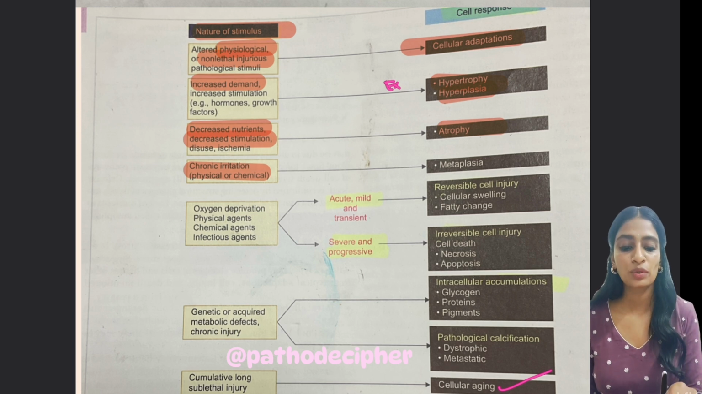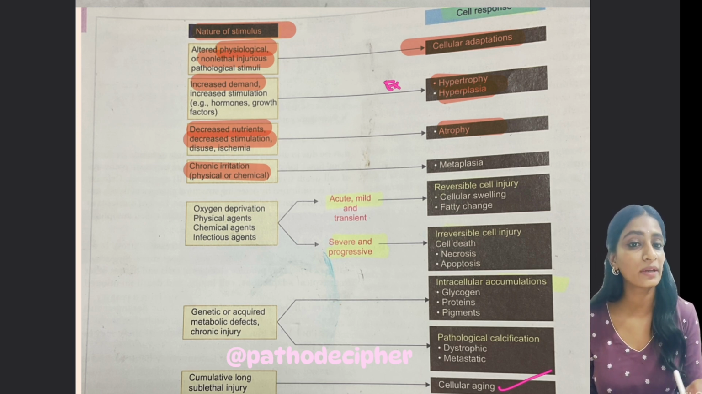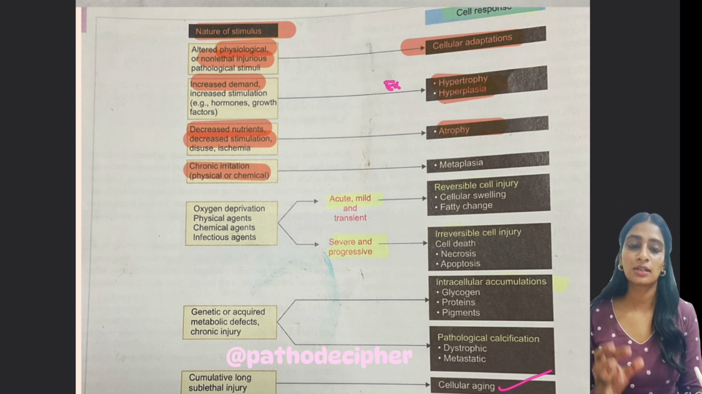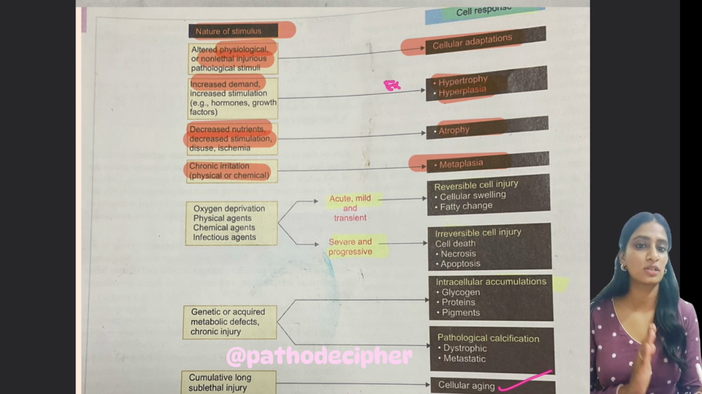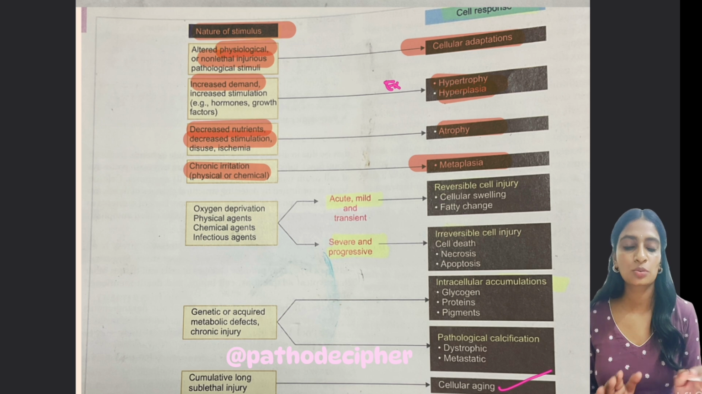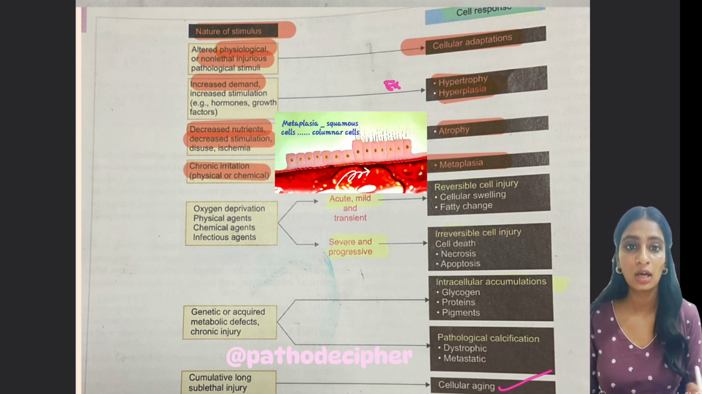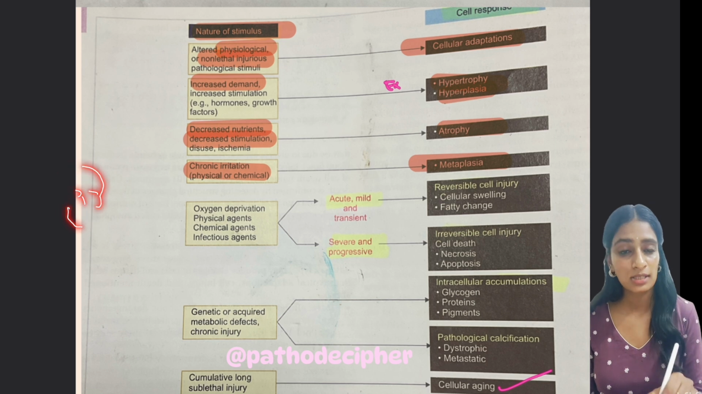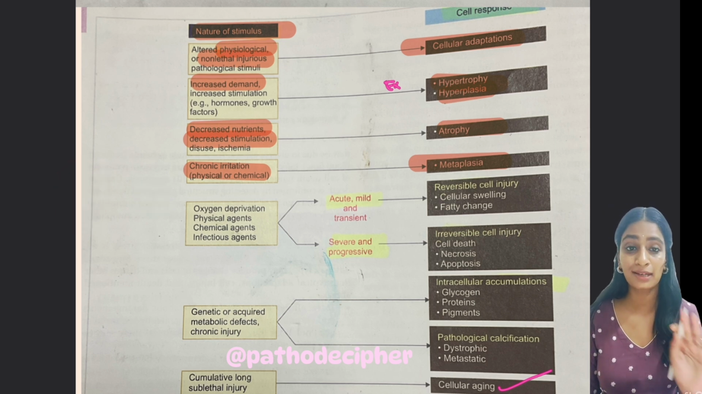Okay, the next one is chronic irritation, physical or chemical. That is known as metaplasia. What is the definition of metaplasia? If there is a change of one differentiated cell type into another cell type, that is known as metaplasia. The best example you can remember at the undergraduate level is from squamous to ciliated, or from ciliated to squamous. For example, in chronic smoking, the ciliated epithelium will change into squamous epithelium. Remember, this is a classic example from which you can easily remember the concept.